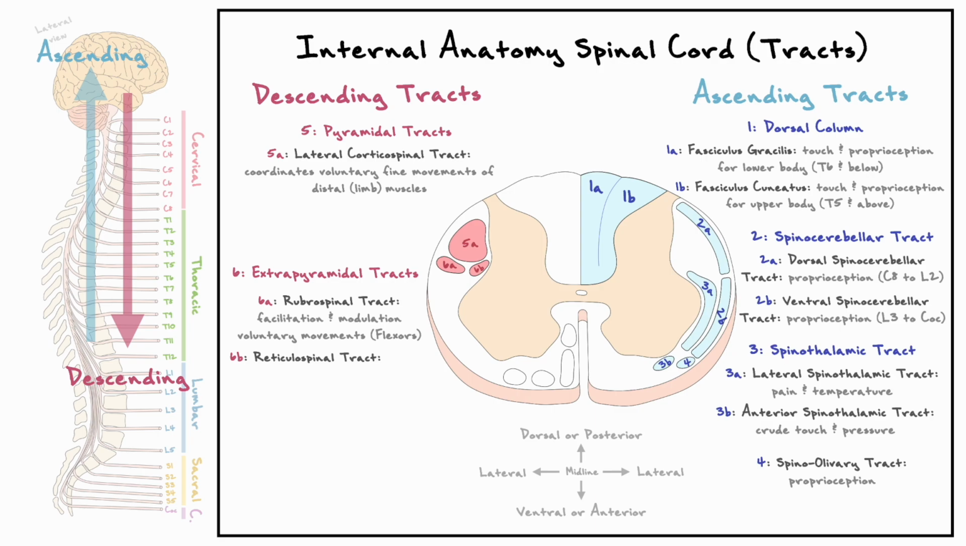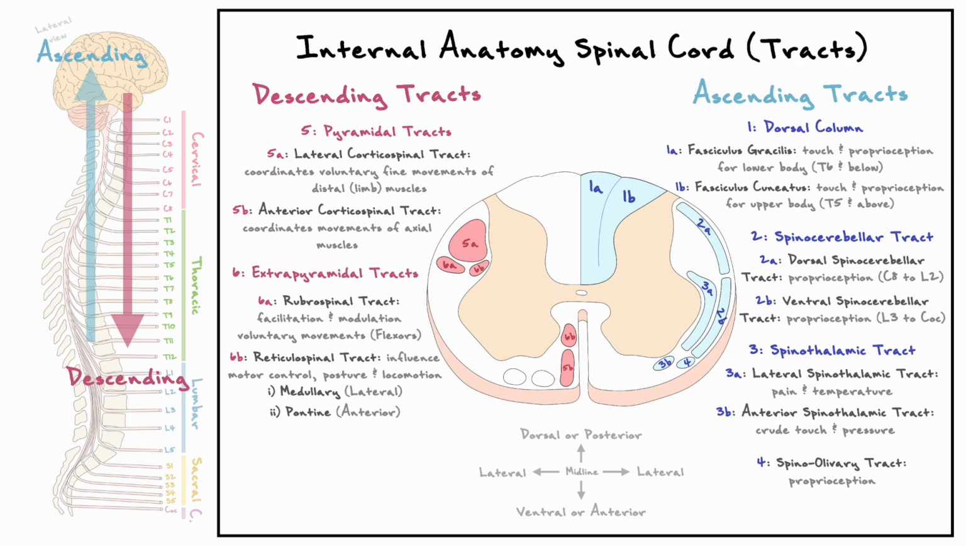The reticulospinal tract has an important role in influencing motor control, posture, and locomotion. It has two divisions, and the one in the lateral column is called the medullary division, which, as you might suspect, arises from the medulla. In the ventral column, there are four descending tracts. The first is the pontine division of the reticulospinal tract that comes from the pons and participates as well in the modulation of movement. Secondly, there is the anterior corticospinal tract that helps coordinating the movements of axial muscles.